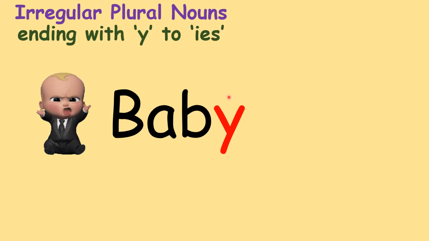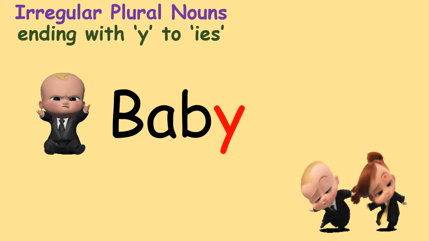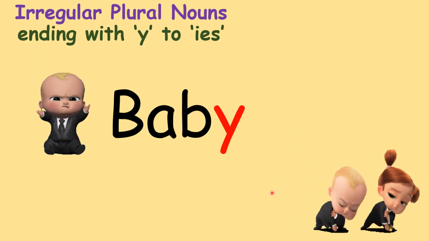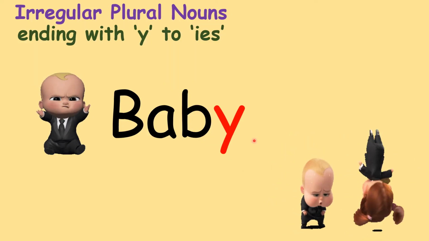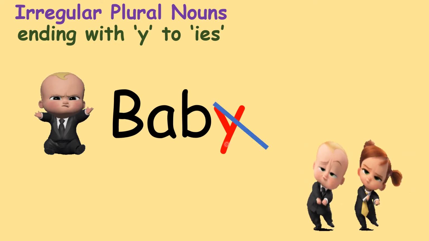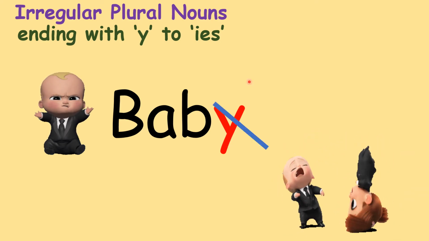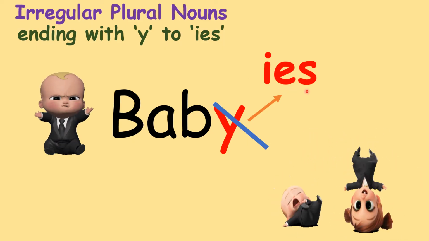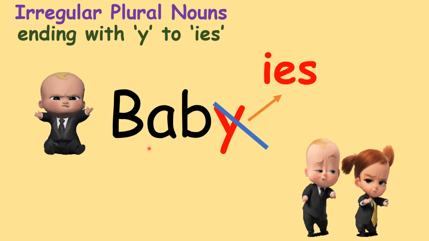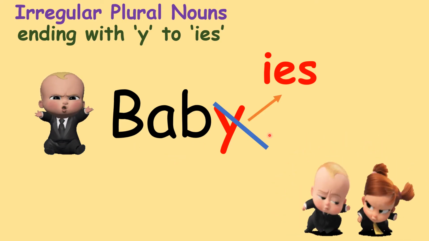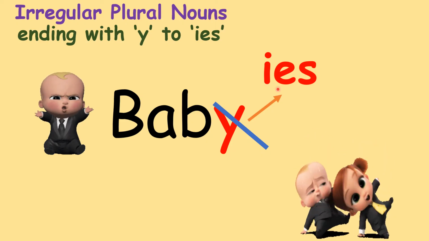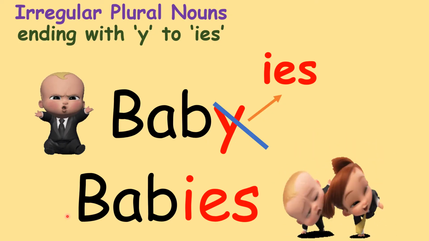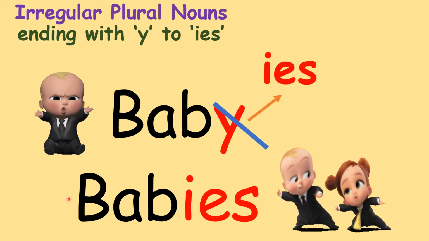Now, what if we have two of them? What will happen if we have two of them and we want to change the word baby to plural? What we need to do is scrap off the letter Y, take away the letter Y, and replace it with the letters I, E, S. Okay, now the singular word was baby. Now when you take out the letter Y and change it to the letters I, E, S, it will become the plural word babies. Repeat after me. Babies.